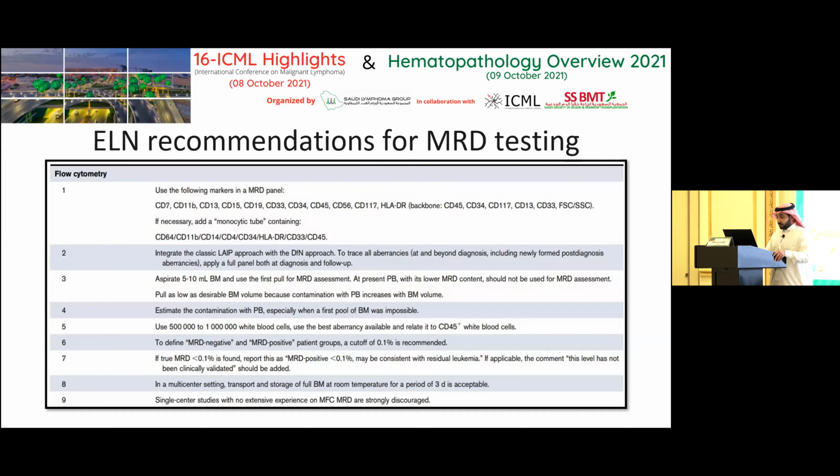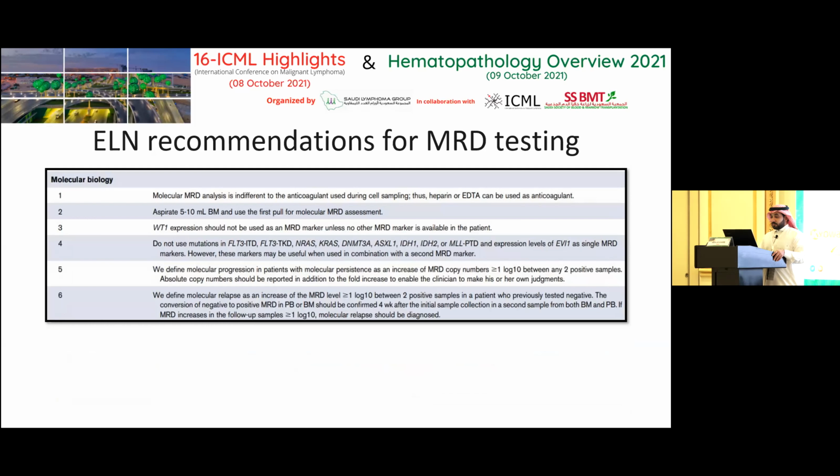Estimate the contamination from peripheral blood, especially if you use the first pull from the bone marrow. Up to 1 million cells have to be acquired as a good assessment for MRD. And for the molecular biology, the analysis is different; you can use any anticoagulant.